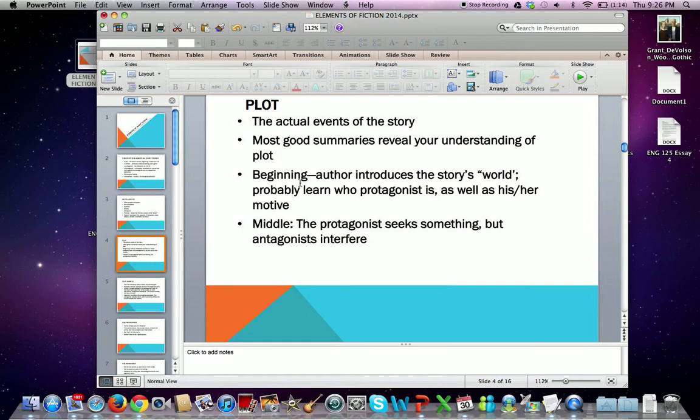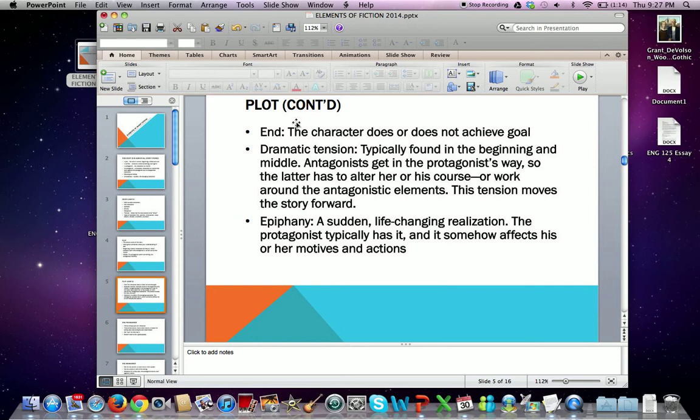You have the beginning, where the author introduces the story's world. We probably learn who the protagonist is, as well as his or her motive. We have the middle of the story, in which the protagonist seeks something, but antagonists interfere. And we have the end. The character does or does not achieve her or his goal.